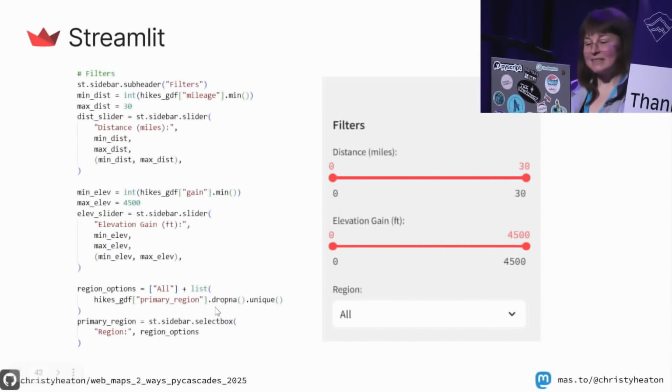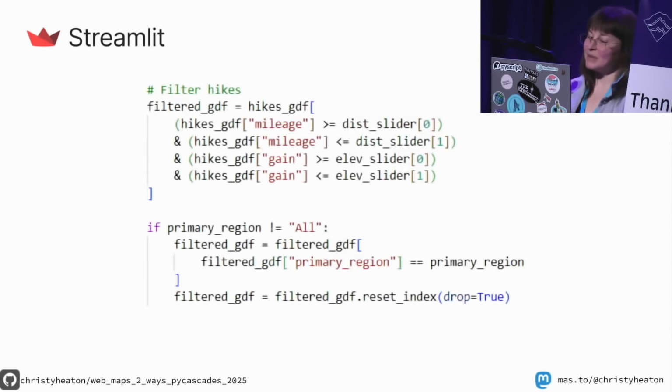And then we're deciding what all of our regions are in the data set and adding a drop-down menu that has all of those regions, with the default set to all. Next, we have some code that filters out our hikes based on what the user has selected in the filters.